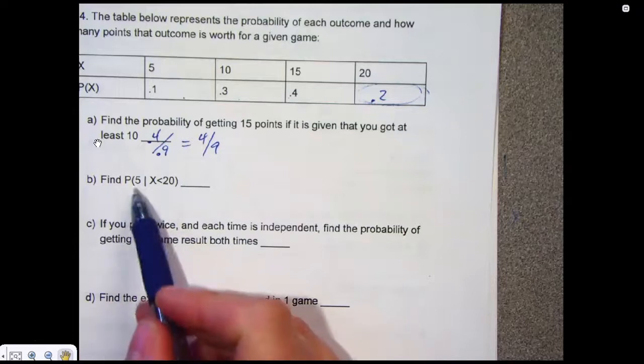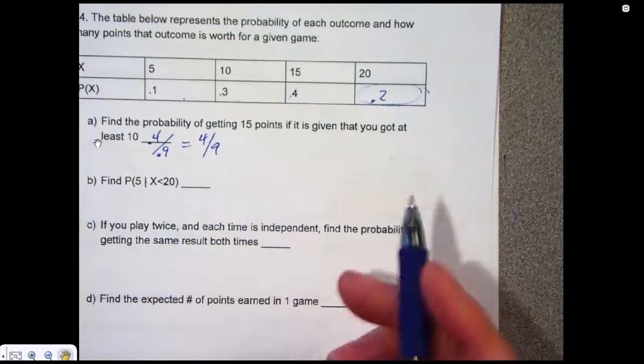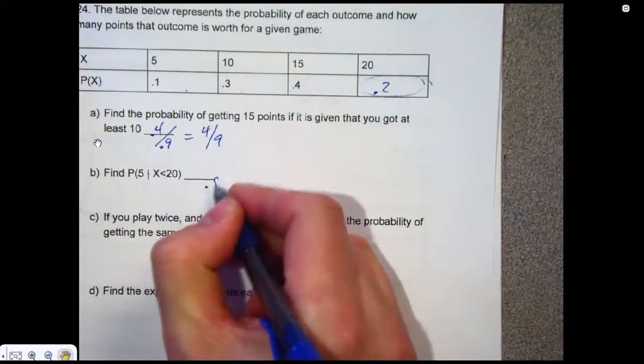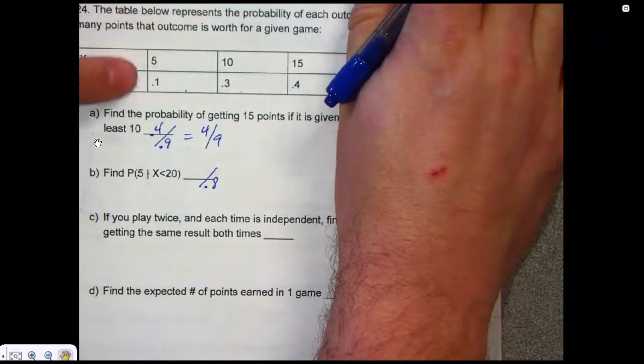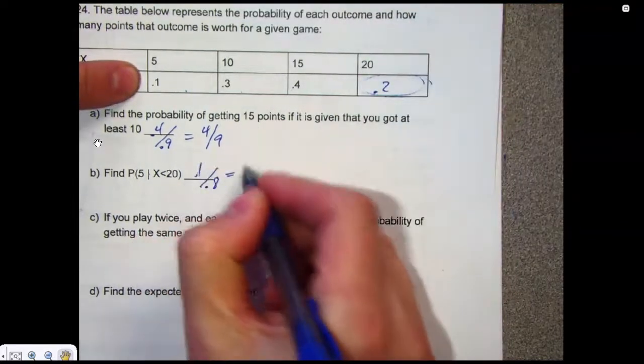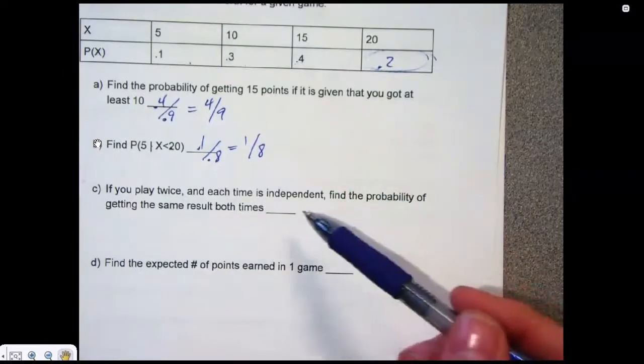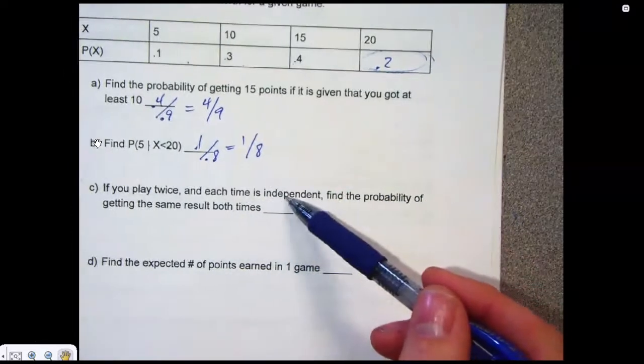Probability of getting a 5 if it's given that I got less than 20. So if I got less than 20, I covered those up. There's only 0.8 possible now. And then the probability of getting 5 is still 0.1. So that'd be 1 out of 8.